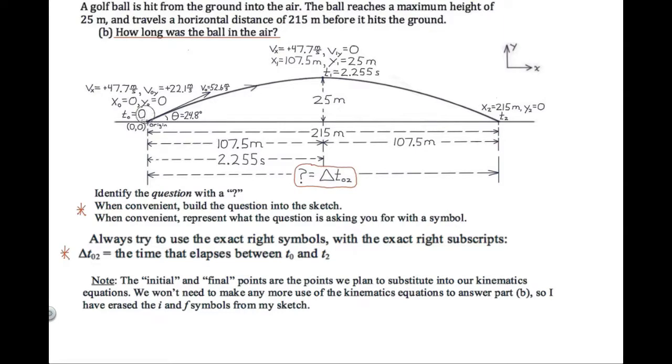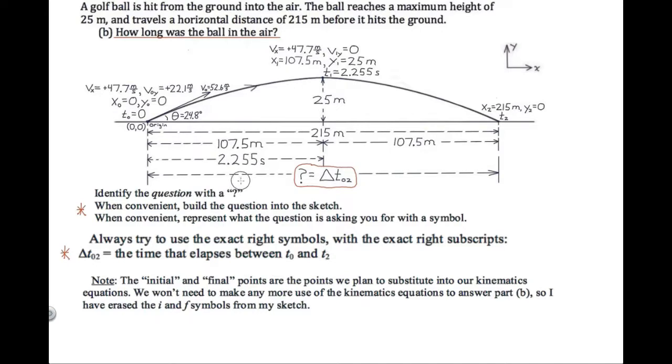The ball is hit into the air at t sub 0, and the ball hits the ground at t sub 2. So part B is asking us for the time that elapses between t sub 0 and t sub 2. We can build that question into the sketch like so. And we can represent what the question is asking us for with the symbol delta t sub 0, 2. This symbol stands for the time that elapses between t sub 0 and t sub 2.